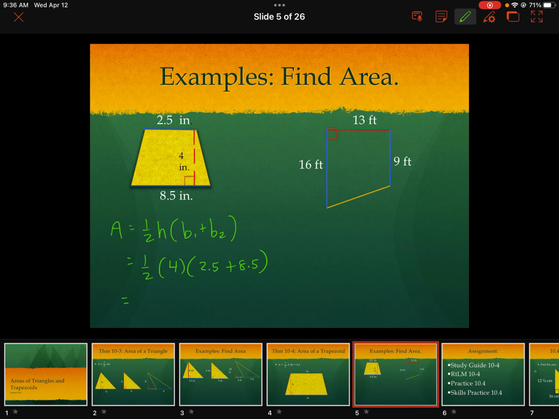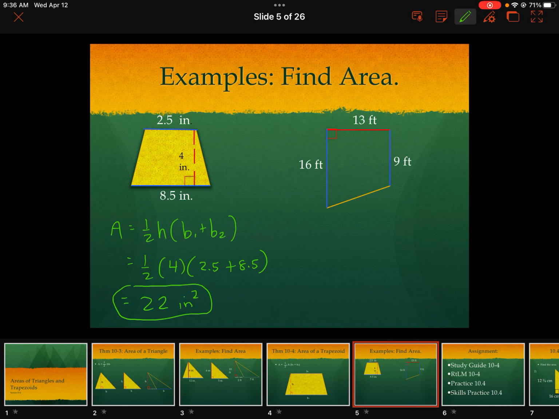2.5 plus 8.5 is 11. And 11 times 4 is 44. Half of that is 22. So that's a quick way to do it in your head. But calculator works also if you're not sure. Make sure you put your square units on.